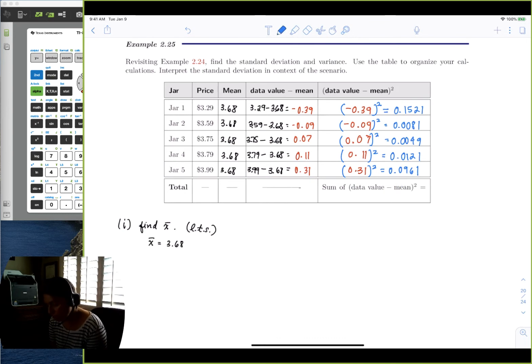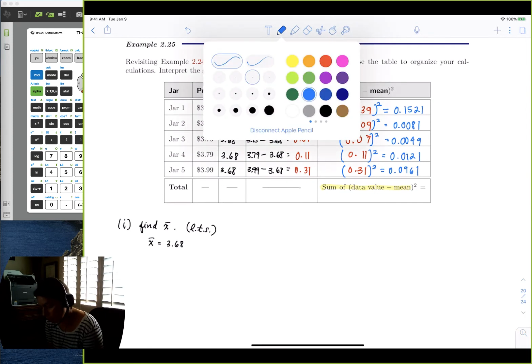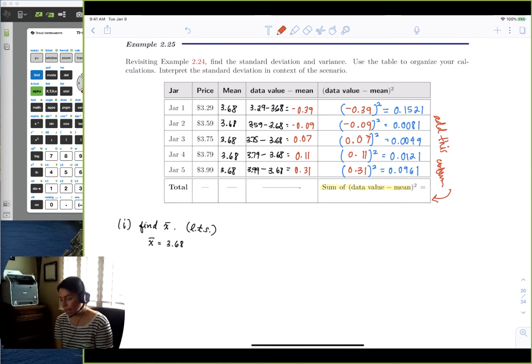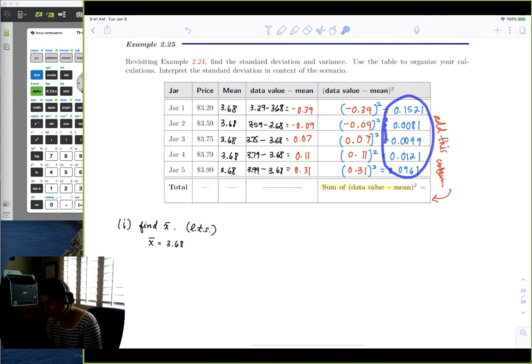Now what I want to do is sum all of these up. And what that means is that I'm just going to add this column and put the value here. So go ahead in your calculator, add up all these values and put your answer here. Go ahead and take a moment to do that.